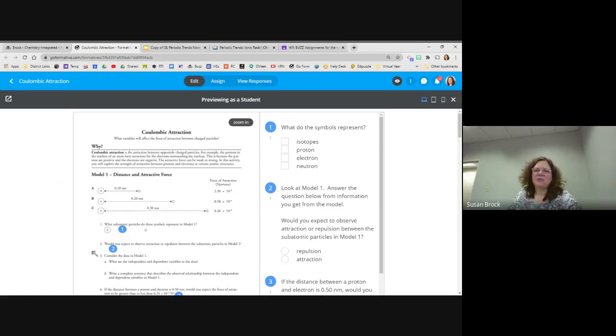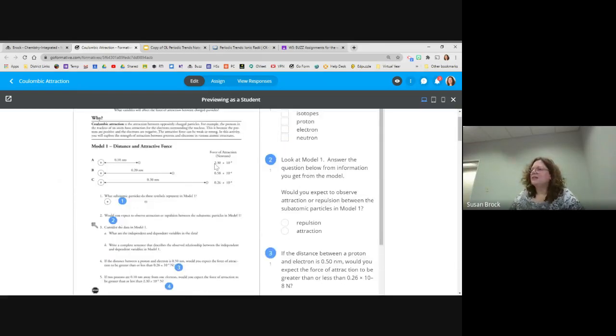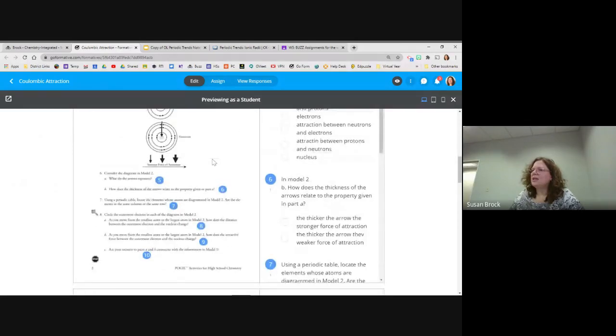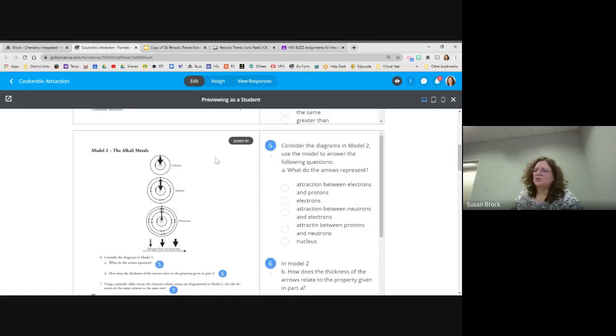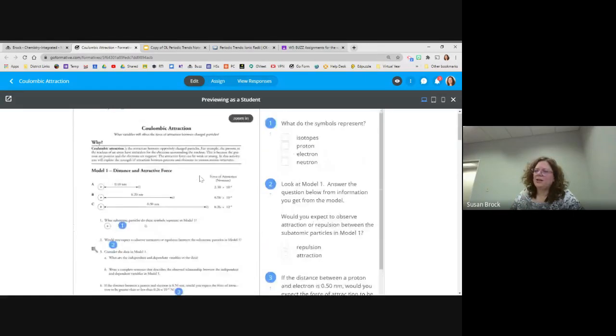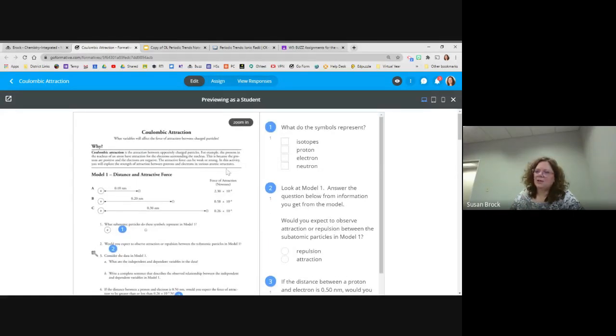So after the first time you sign in, you won't have to sign in anymore. Okay, so it's just the first time. And then after that, you should just go straight to your assignment, and it'll look like this. A lot of it's multiple choice, and it's also teaching you. A lot of what I will put on is models, and it will ask you questions about the models, but it's also teaching you something along the way.